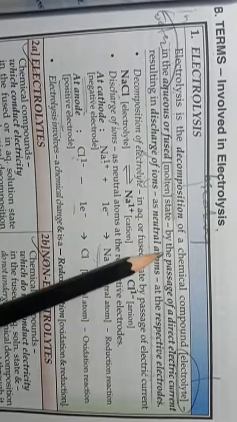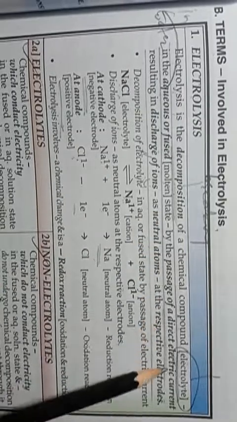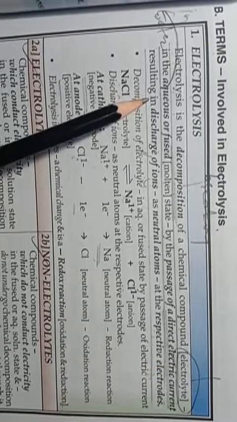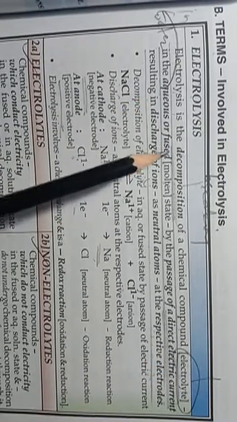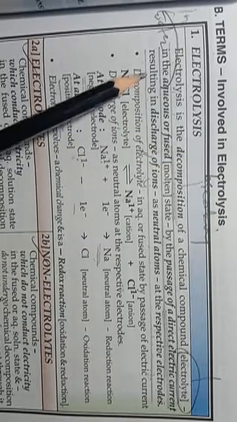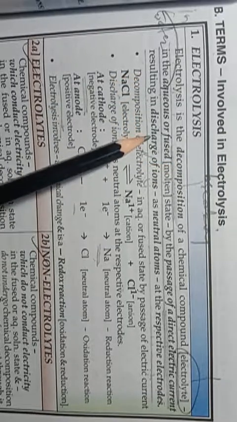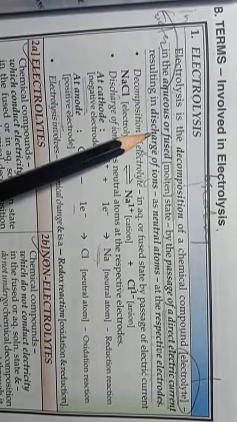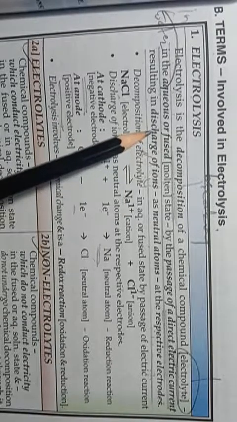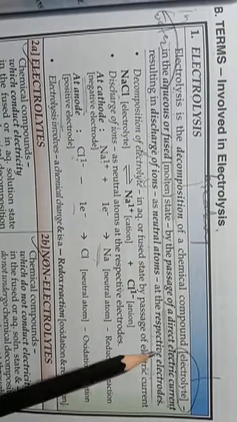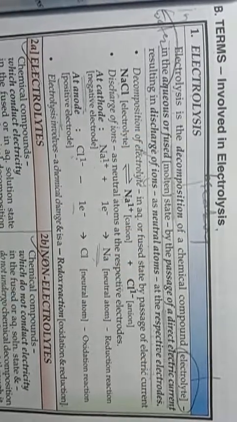Okay students, by the passage of a direct electric current and the formation of ions. So under the influence of electricity, ions will form first, the ions get separated, and then they will be discharged as neutral atoms at the respective electrodes.